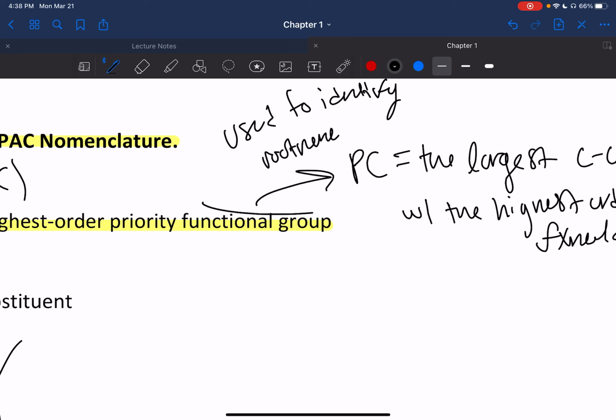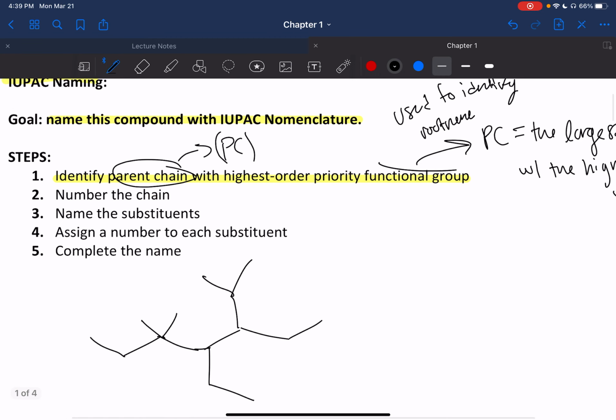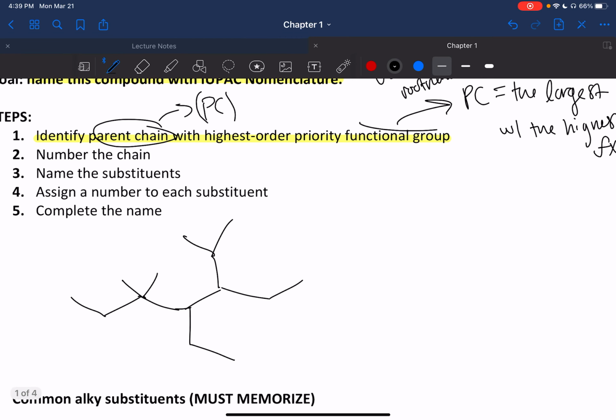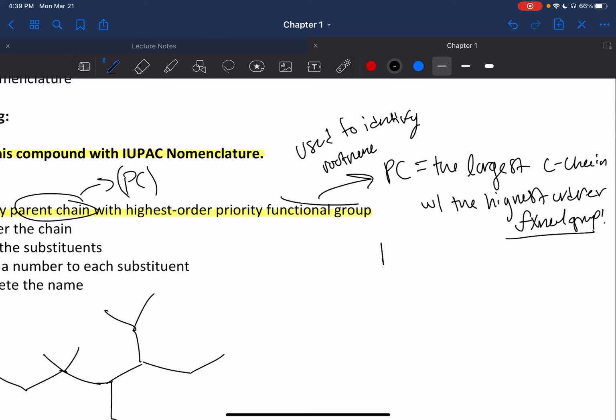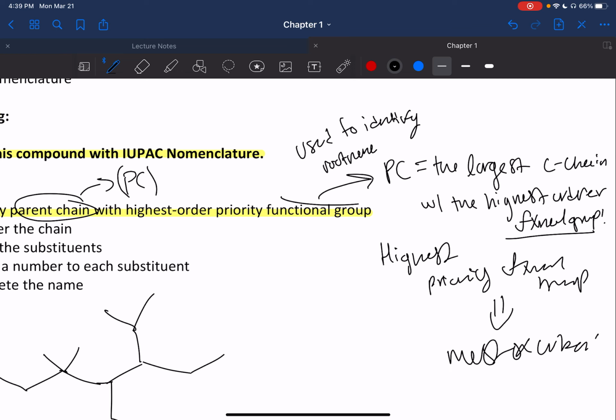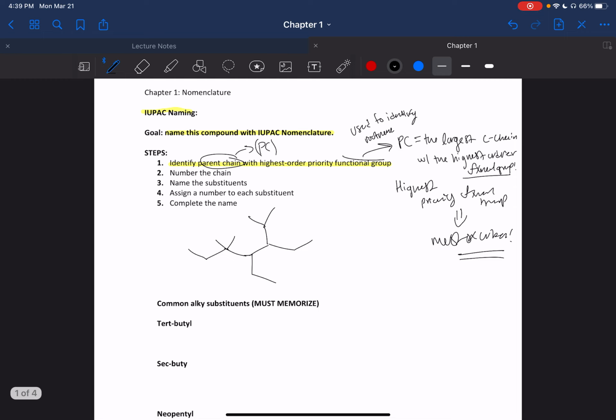The highest priority functional group is the most oxidized carbon and will produce the suffix of the name. So basically, the most oxidized carbon will tell you the functional group. If there are two or more chains of equal length, then the more substituted chain gets priority as the parent chain. And we'll see some examples of that later on.